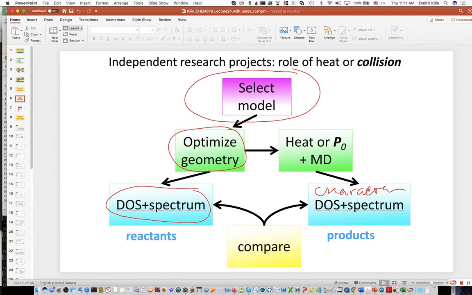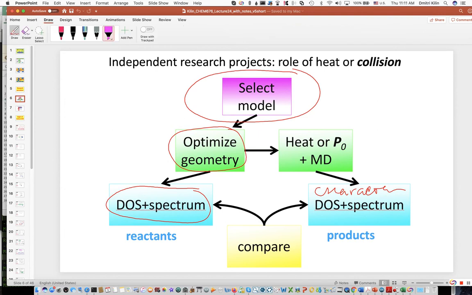So the suggested research, of course, is a very creative procedure. There are no strict steps how to complete the research, but there is a tentative flow chart. So one is selecting a model that you want to pursue, optimize geometry, and then for the optimized geometry find properties of interest. In a basic way, it is density of states and spectrum, but they can be different observables.